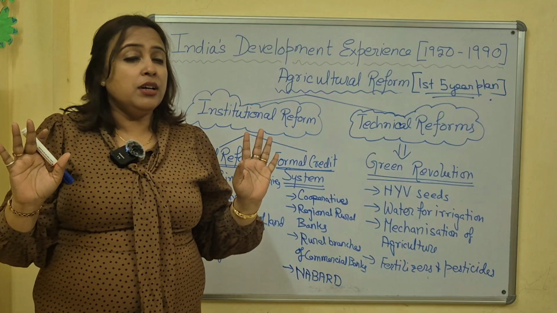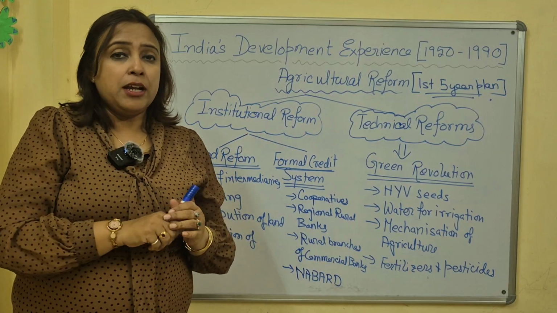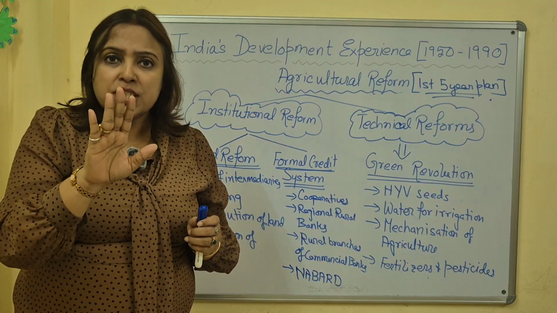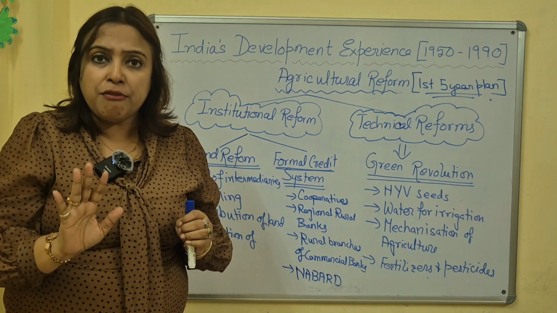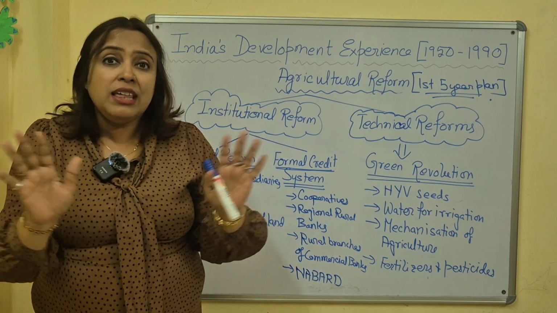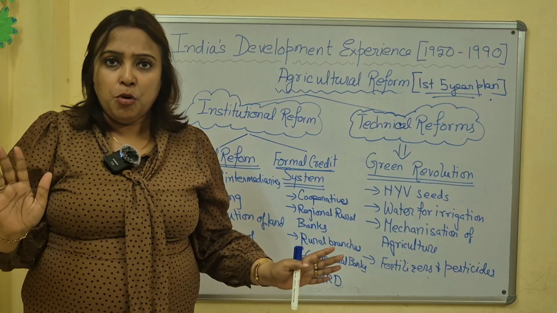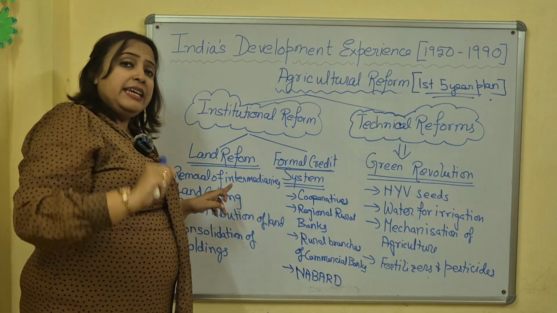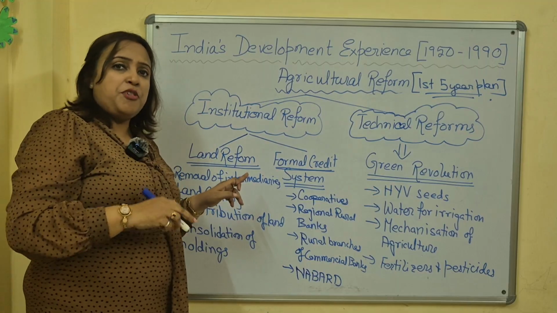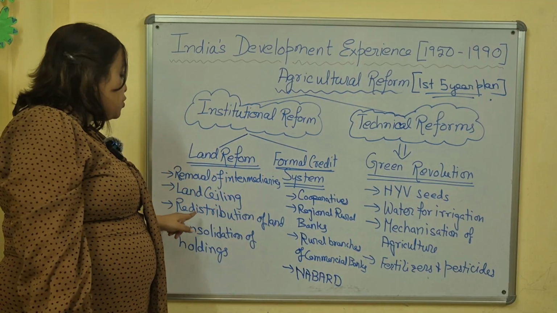It created a hue and cry, but let me tell you one thing. That land was not purchased by them. It was given to them by the British just in order to collect revenue. So they were not the landowners from time immemorial. Okay? So after land ceiling is done and excess land is taken from them, what happens?